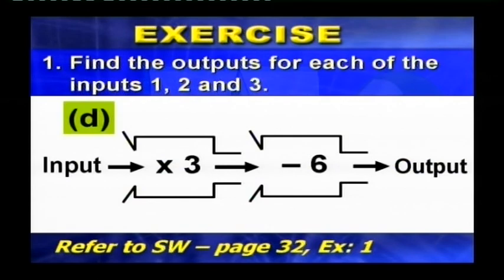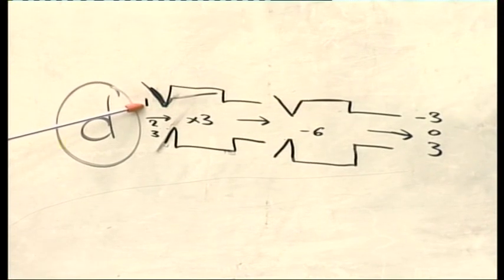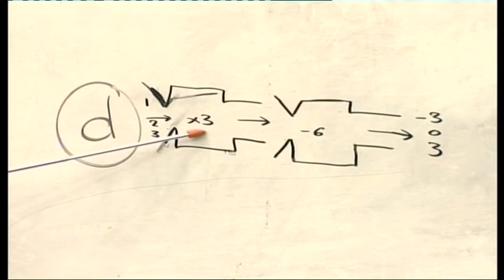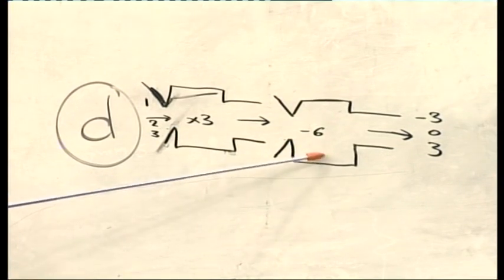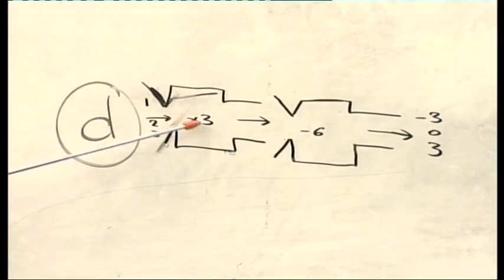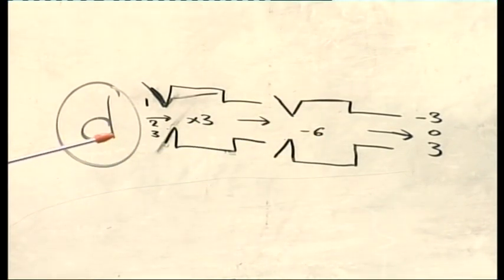Last one is quite difficult. So let's look at it carefully. The inputs 1, 2, 3. What does the first machine say? Mixer times 3. The second machine? Minus 6 or subtract 6. So 1 times 3 is equals to 3. 3 minus 6. So what should be the answer? 3 minus 6. The answer will be negative 3.